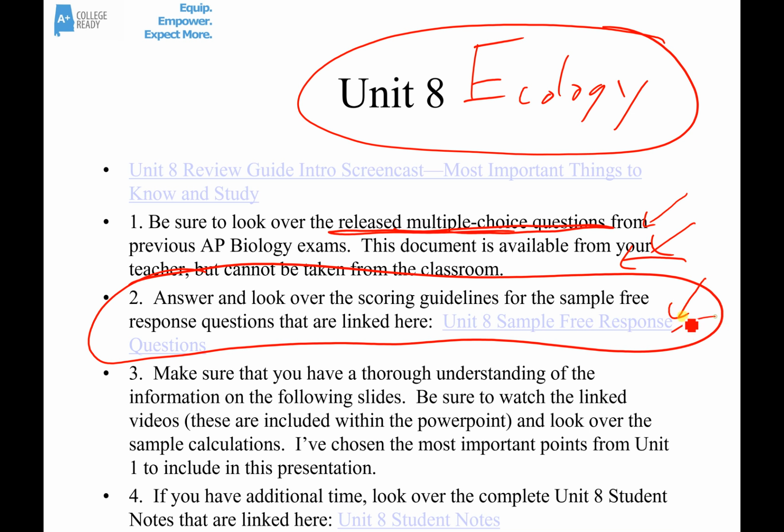Next, make sure that you look through some sample free response questions. As always, I've linked up 4 or 5 here, and I've included both the questions and the scoring guidelines. Try to answer those questions and then use those scoring guidelines to grade your answers and figure out what you know and what you still need to learn.